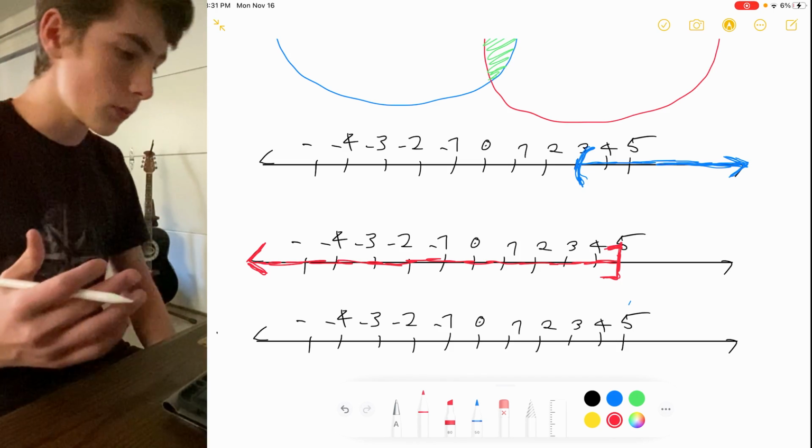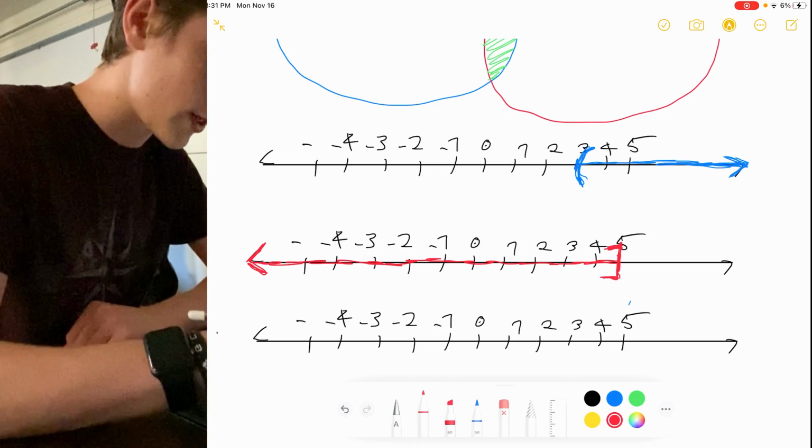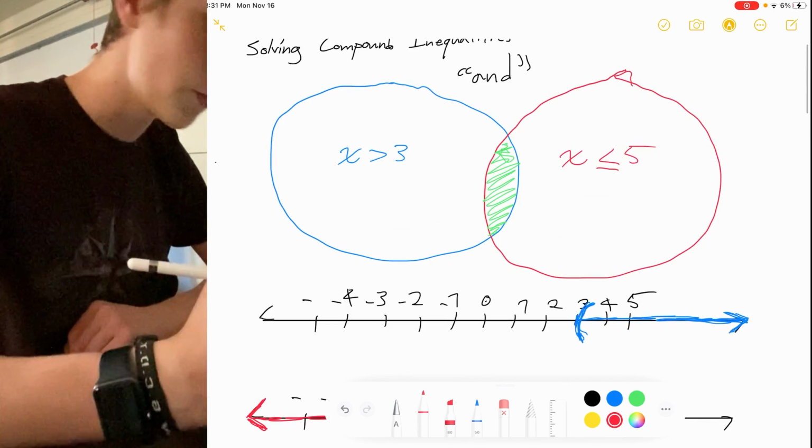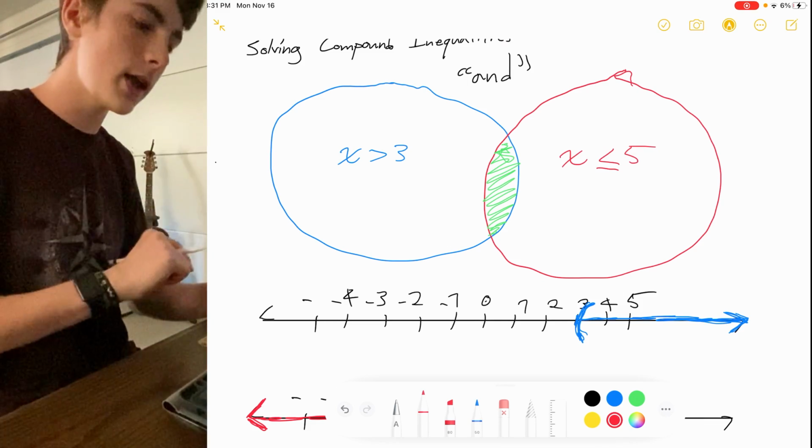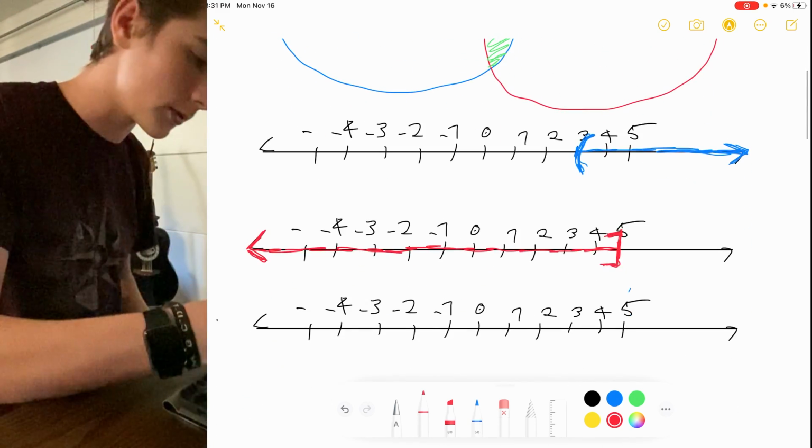And then finally, we're going to graph that last, the green section, which is x is greater than 3 and x is less than or equal to 5. So let's label these real quick.